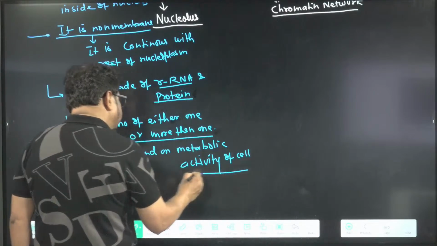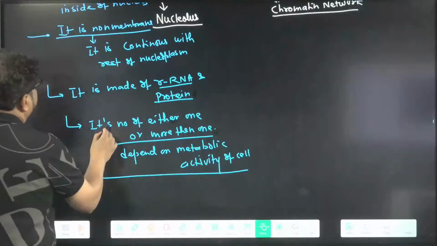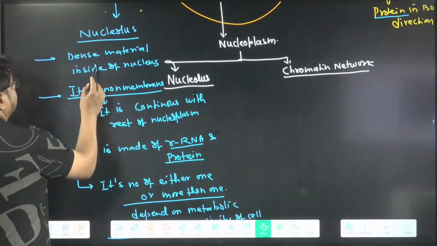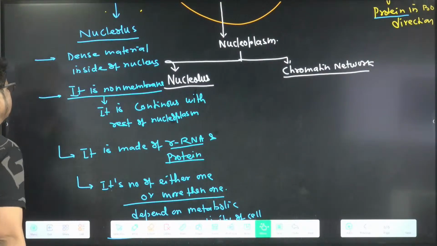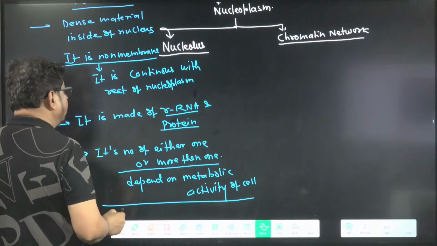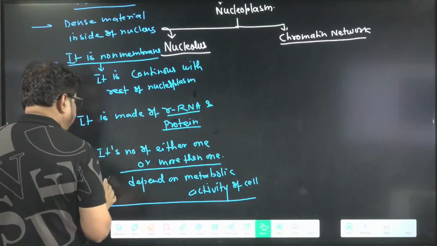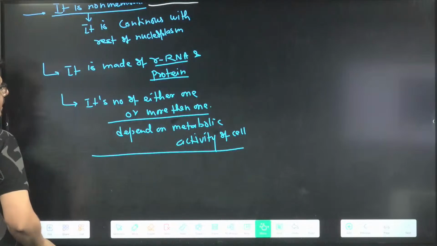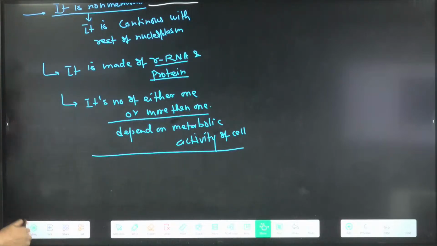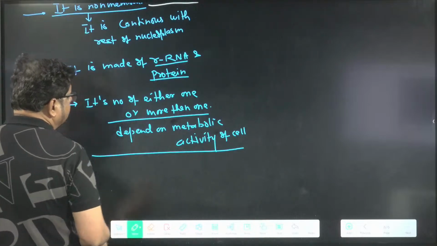Metabolic activity of the cell. So about the nucleolus, what I told here is that it is a dense material inside the nucleus. It is a non-membranous structure. It is continuous with the nucleoplasm. No boundary is there. It is made up of rRNA and protein. Its number is either one or more than one, depending upon the metabolic activity of the cell. Got the idea? This is about the nucleolus.